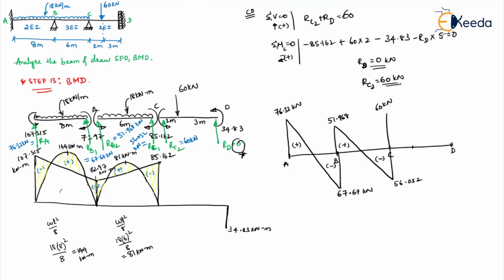Now between C and this load, there is no loading. So what will happen? Your shear force should be constant. So from here to here it is constant. Then it should go down by this amount of the load. So how much is this? 60. So obviously from here to here this will be 60 kilonewton.